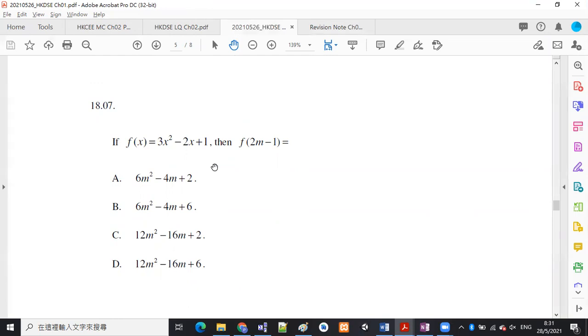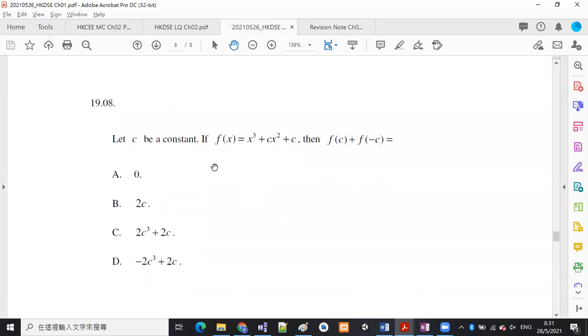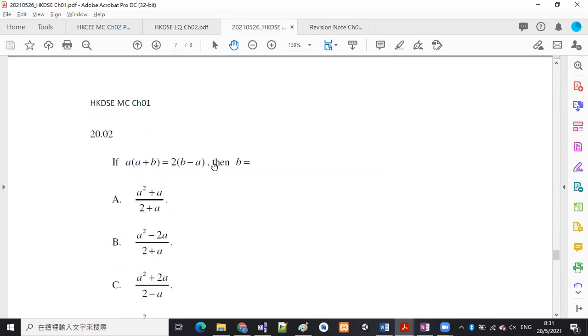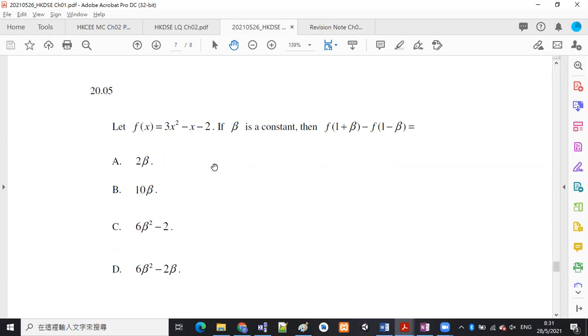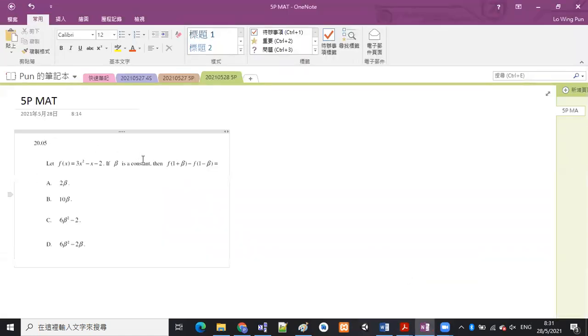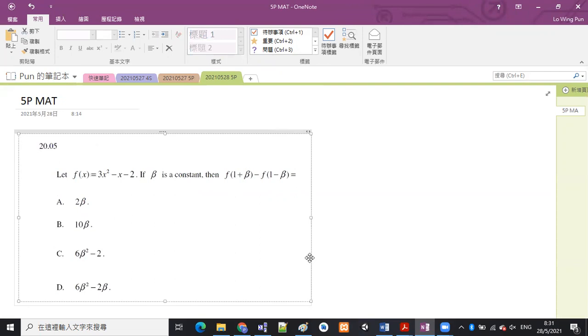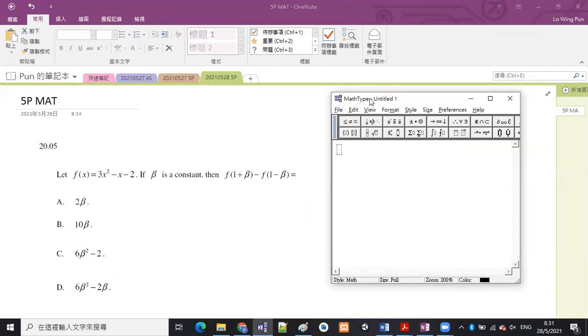Okay, and today let's start with, and actually we have done this also. Okay, so what else can we do? So I think this one. Okay, 20.05. Let's do this question together, okay, as a warm-up exercise. And then I will ask you to do another one.